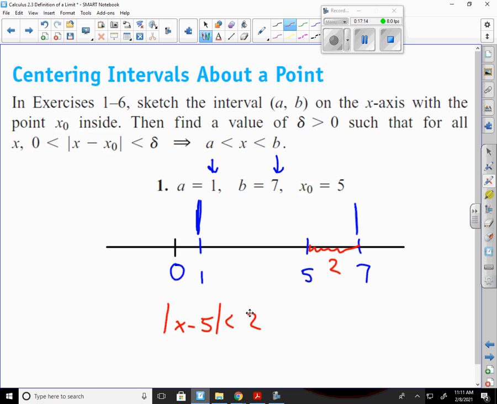So now by setting that delta, I'm restricting my interval so that instead of being from 1 to 7, it's going to be from 3 to 7, because as we learned on Thursday, it has to be the same distance for the x's away from our x0. I can't go 4 in one direction and 2 in the other direction. If I'm going 2 to the right, I have to go 2 to the left from our x0 in order to include all my points. So that's what 1 through 6 are like.